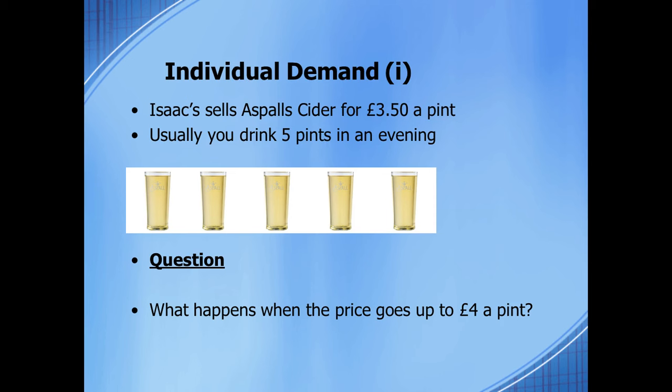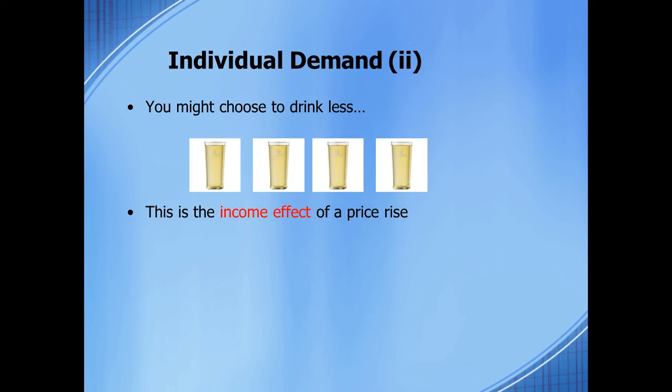So we're actually looking at this as a typical act of purchasing you go through, and as you can see I've used cider, but it could be anything. So what happens when the price increases to £4 a pint? Well, you might choose to drink less. You might spend less of your income on alcohol. And this is the income effect of a price rise. It's the income effect.